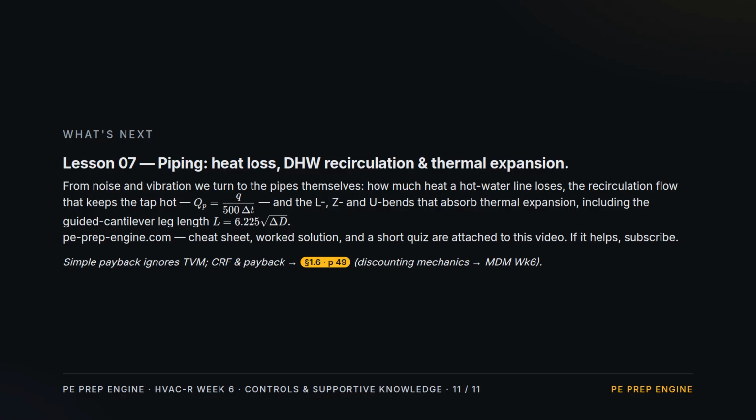Next up, Lesson 7, Piping. From noise and vibration, we turn to the pipes themselves. The heat a hot water line loses, the recirculation flow that keeps the tap hot, and the L, Z, and U bends that absorb thermal expansion.